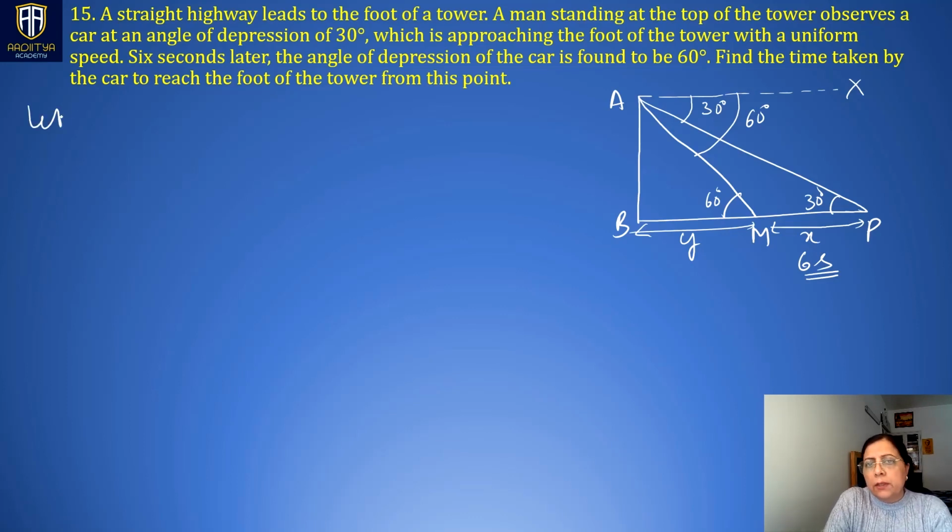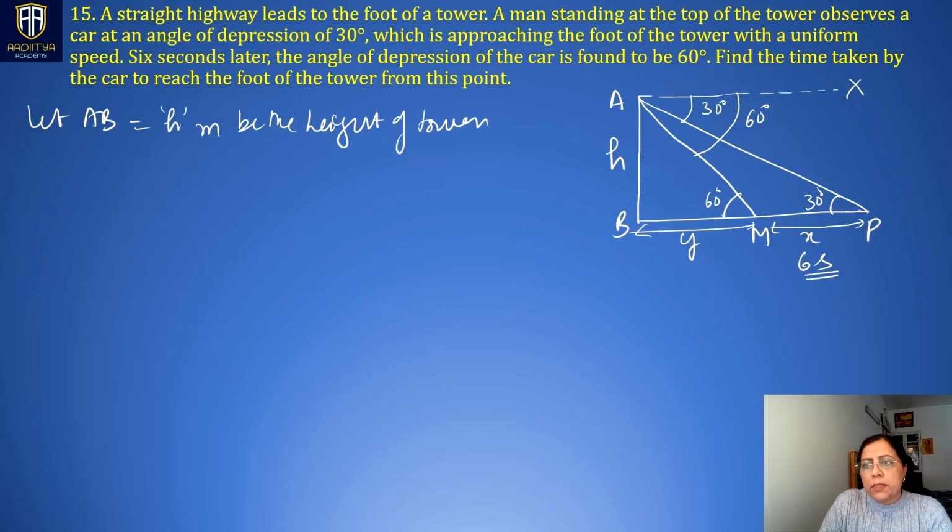So now let AB be equal to, I am assuming the height of the tower. The height of the tower is not given to us. Let AB be equal to h meters, the height of the tower. Now initially the car was at point P.